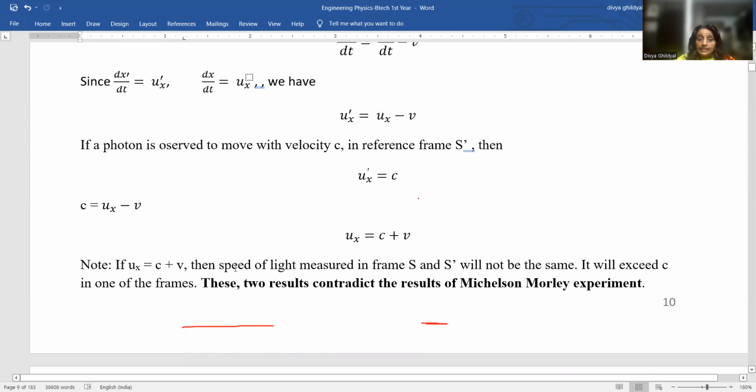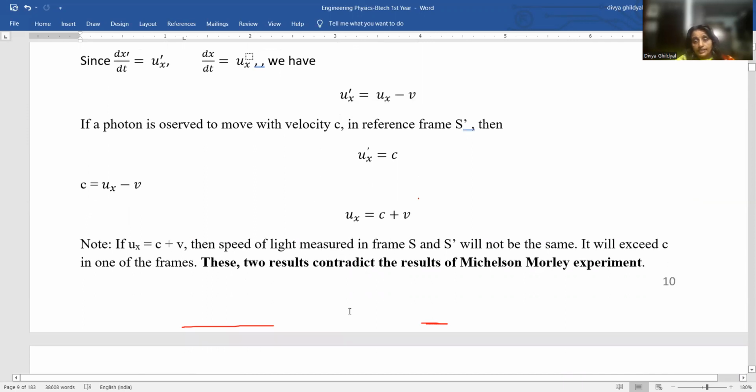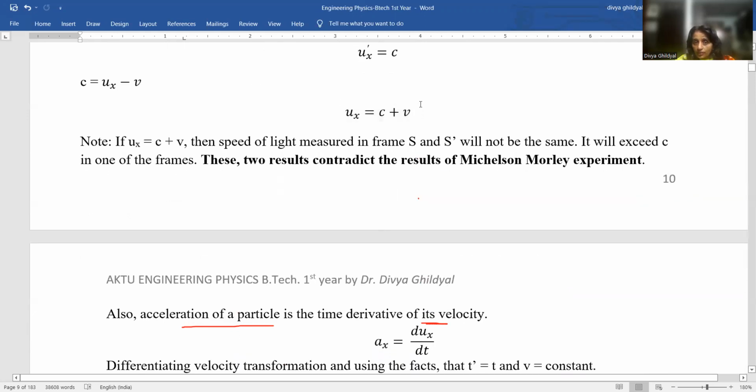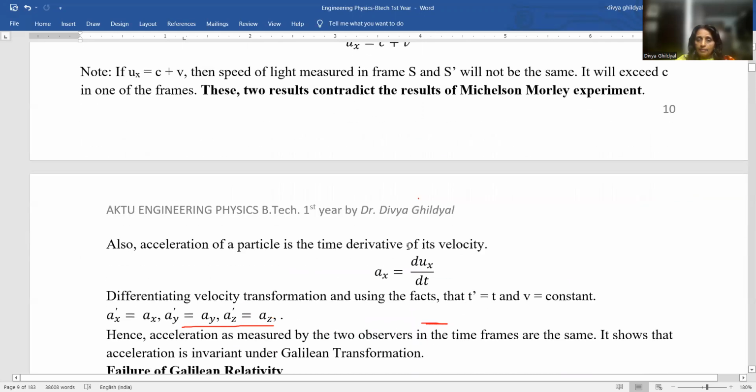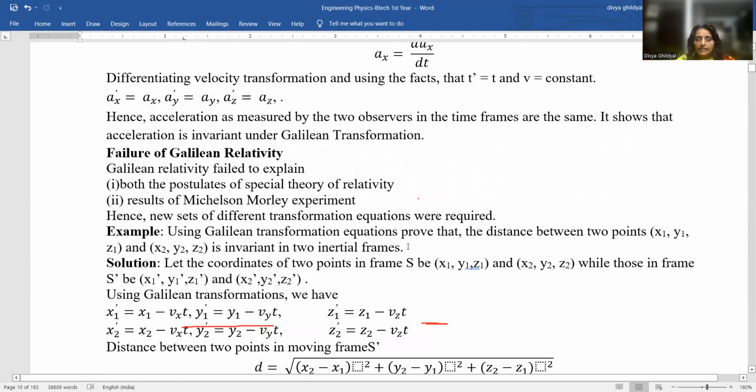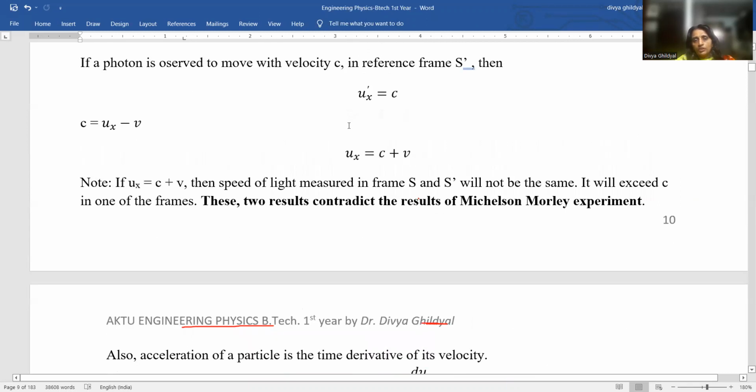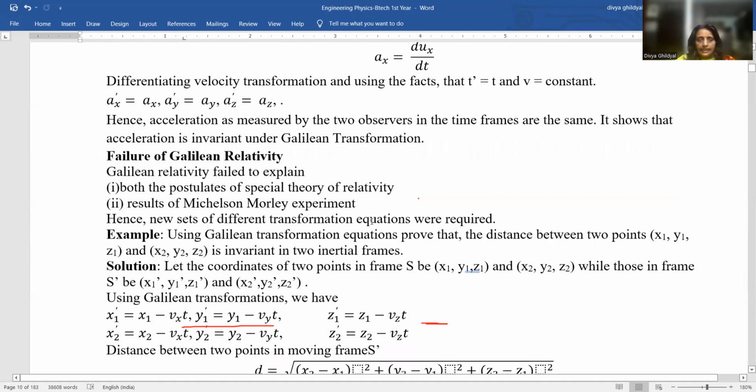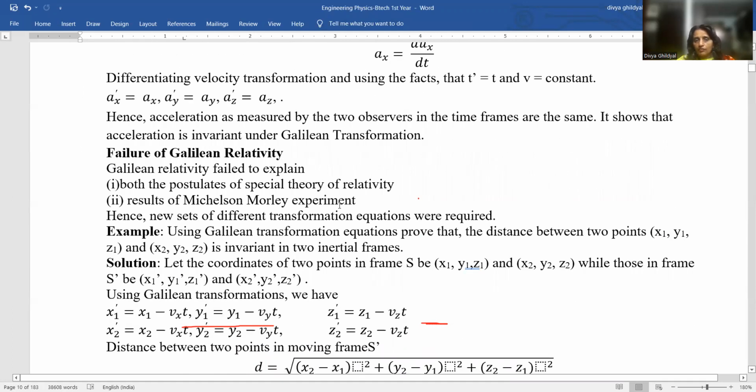That means this is becoming more than the speed of light, which is not correct. That means this result is contradictory and not supporting the experimental result. So Galilean equations failed to some extent right in the beginning, in that they failed to explain the postulate of the special theory of relativity, which states that no object travels faster than the velocity of light. But here they are saying it will be c plus v in one case. Secondly, they contradicted the result of an experiment.